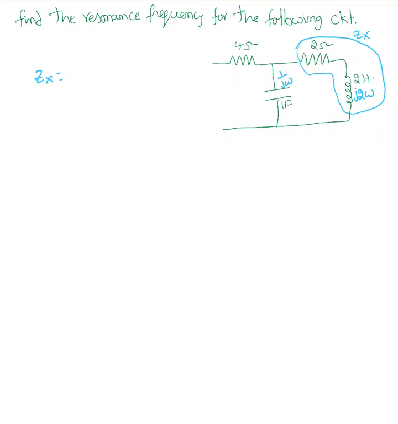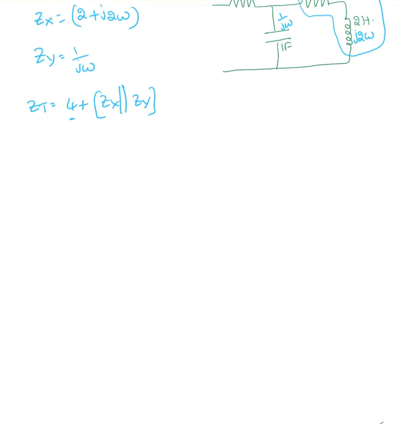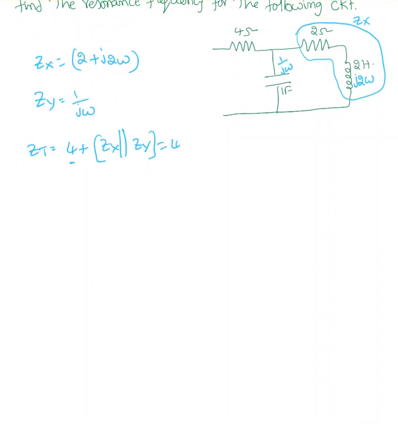Okay, so Zx equal to 2 plus j2 omega. Now this is parallel with Zy. Zy equal to 1 over j omega. Now Z total equal to 4 plus Zx parallel with Zy. Okay, all I care for is the imaginary part, so I really don't need to worry about this 4 ohms. That's the real part.